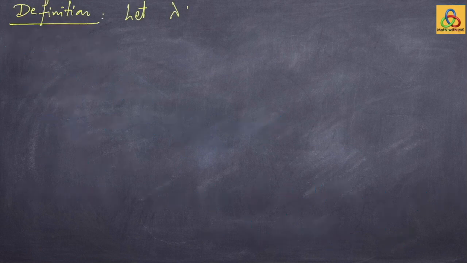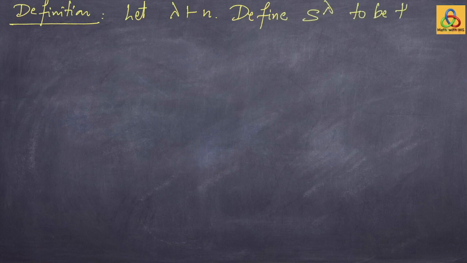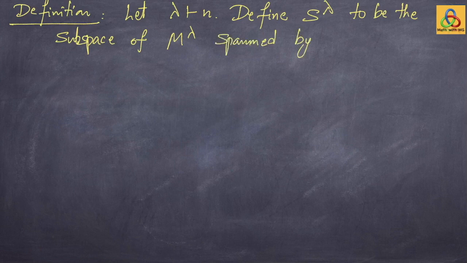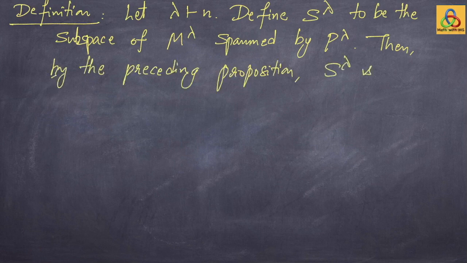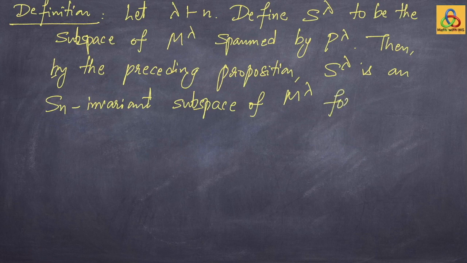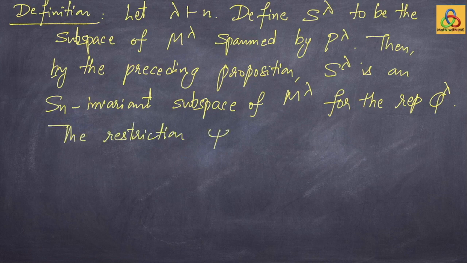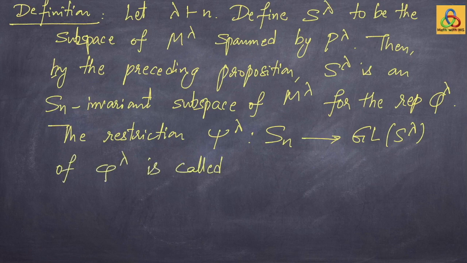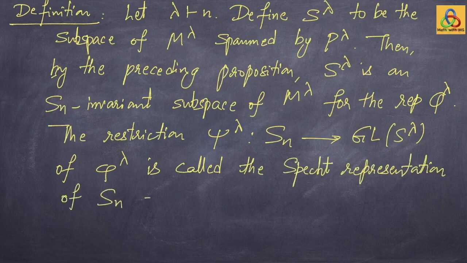Let lambda be a partition of n. Define S superscript lambda to be the subspace of m lambda spanned by the set of all polytabloids P superscript lambda. By the preceding proposition, S lambda is an Sn invariant subspace of m lambda for the representation phi lambda. Therefore, we can restrict phi lambda to S lambda. The restriction psi lambda of phi lambda from the symmetric group Sn to GL of S lambda is called the Specht representation of Sn corresponding to the partition lambda.